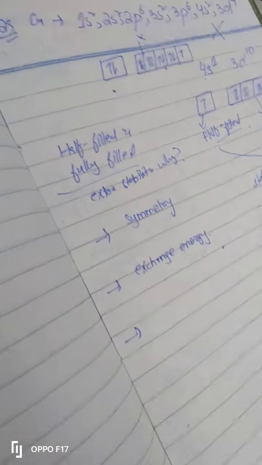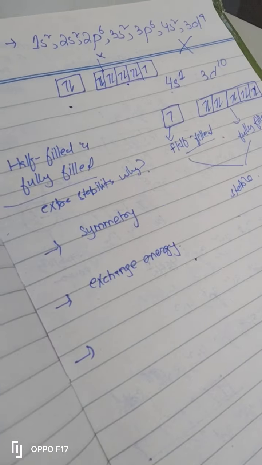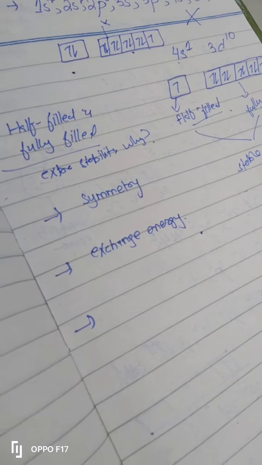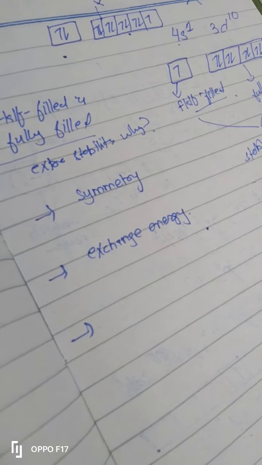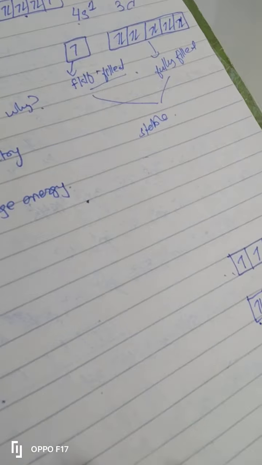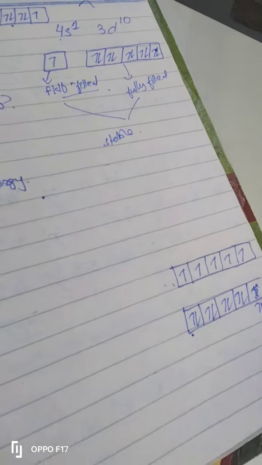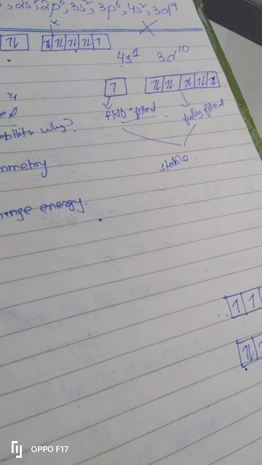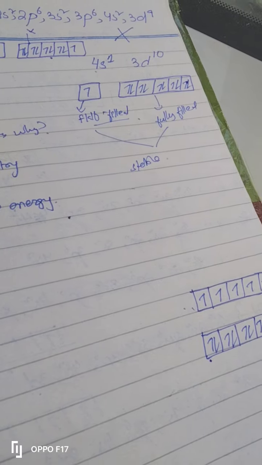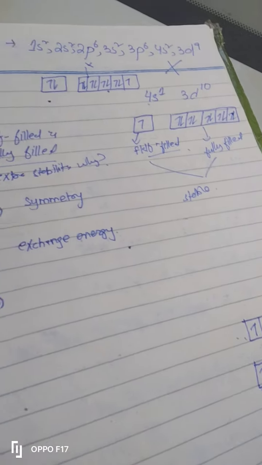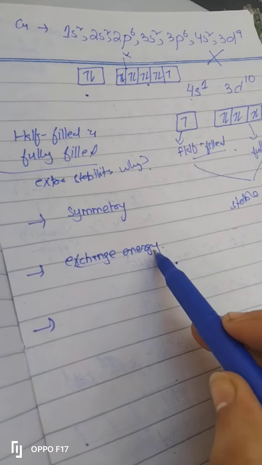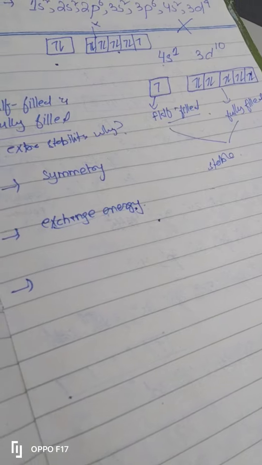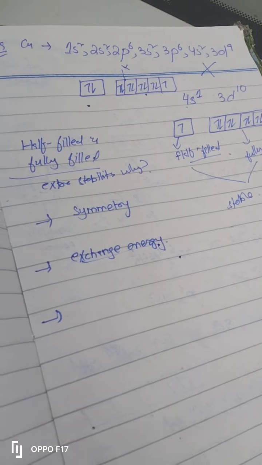Second reason is exchange energy. The subshell with a high number of exchanges will have high stability, right? For example, this is an electron. What is exchange? We know that an electron is a wave, it is changing its position, right? So obviously it is changing its position, but there will be a transition of energy. That transition of energy is known as exchange energy. So wherever the exchange energy is higher, the stability will also be higher.